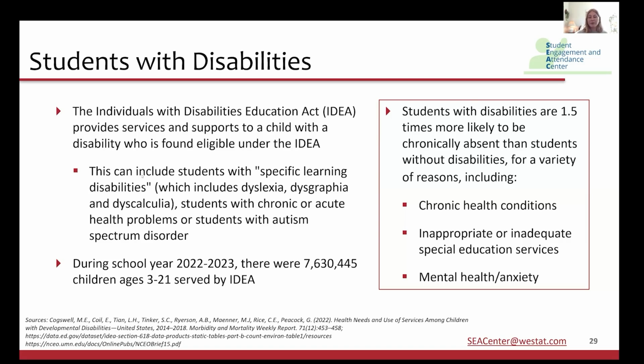These students are 1.5 times more likely to be chronically absent than students without disabilities. And this can be, again, for a variety of reasons or root causes, including chronic health conditions, inappropriate or inadequate special education services at school, or struggles with mental health, anxiety around attending school, for example, due to bullying or harassment. Again, among other reasons, there are a few resources relevant to the slide that are also being dropped into the chat.